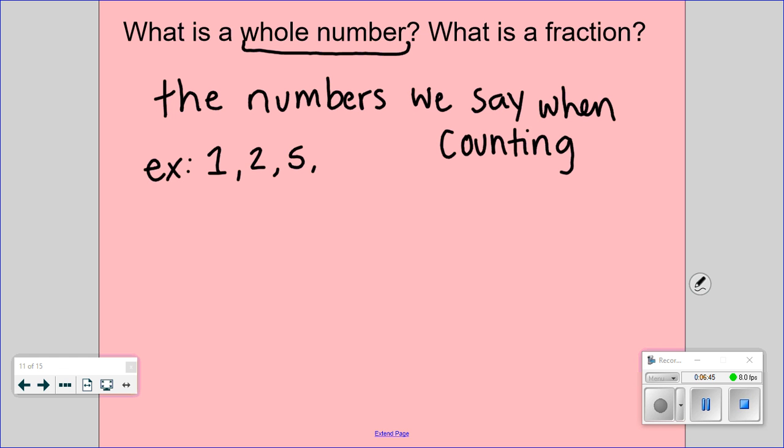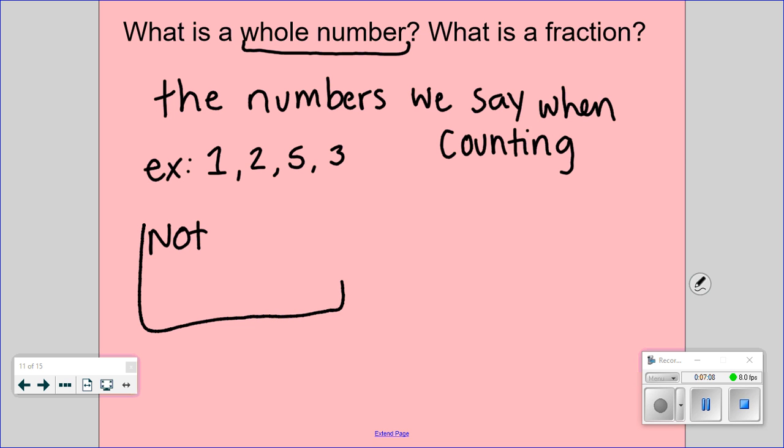7. 3. What about 100? Yes. 500 billion. Is that a whole number? Yes. What about not whole numbers? Because we do have numbers that are not whole numbers.